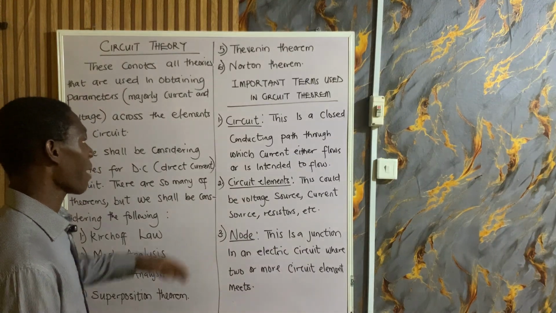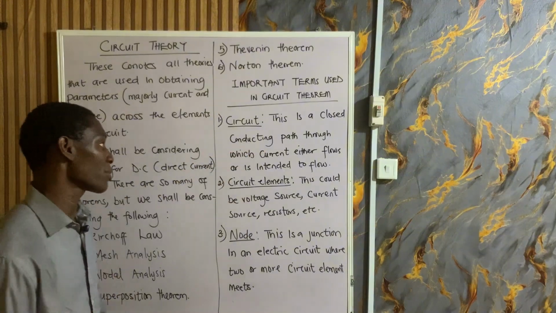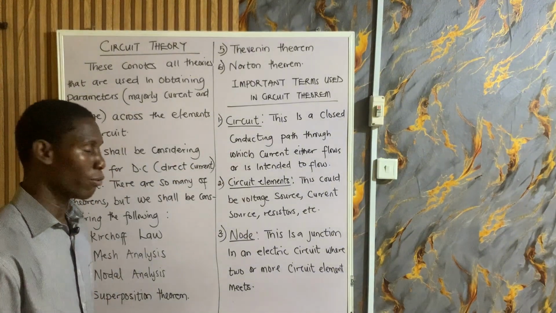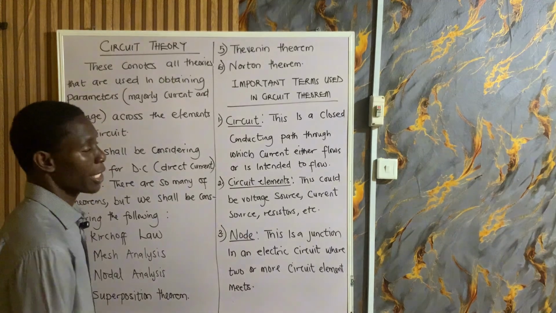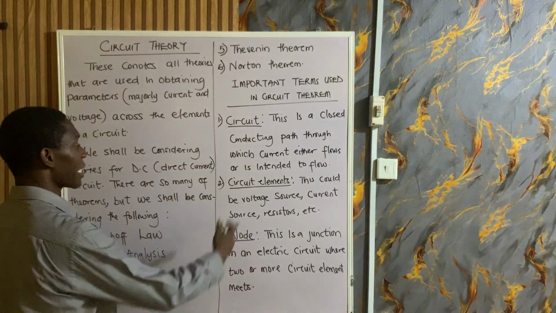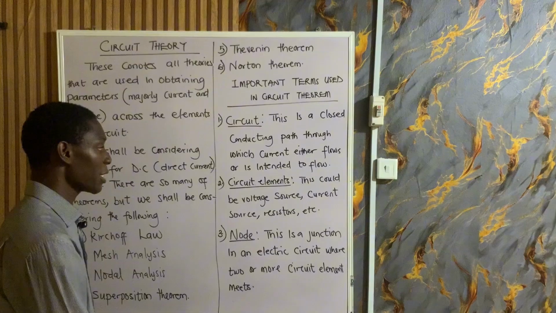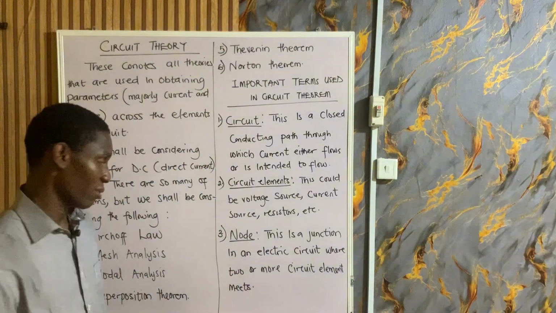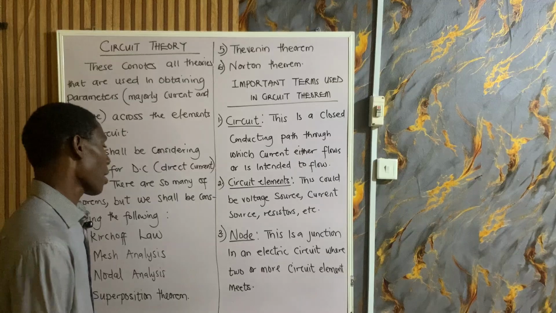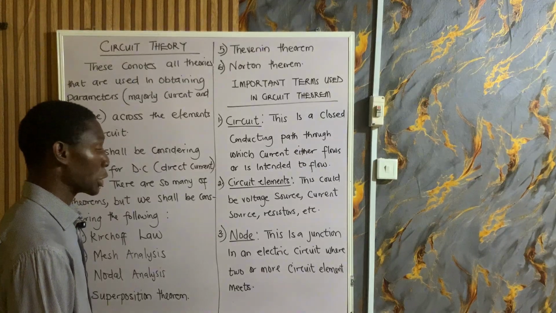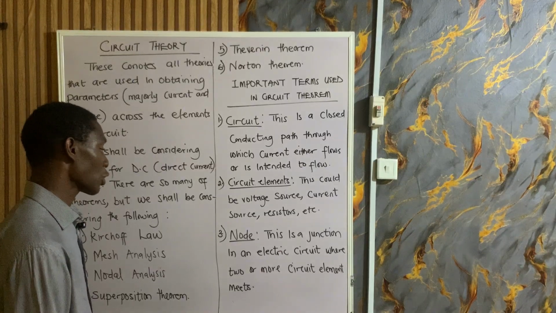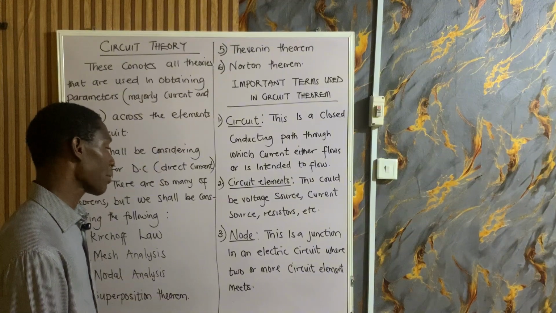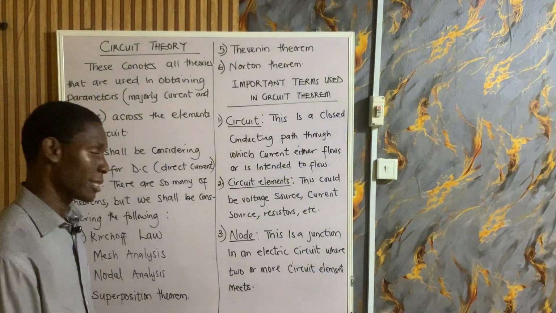Well, first and foremost, we have circuit. This is a closed conducting path through which current either flows or is intended to flow. That's a circuit. Again, number 2, circuit elements. This could be a voltage source, a current source, or even a resistor, etc. And now we have a node. This is a junction in an electric circuit where 2 or more circuit elements meet.